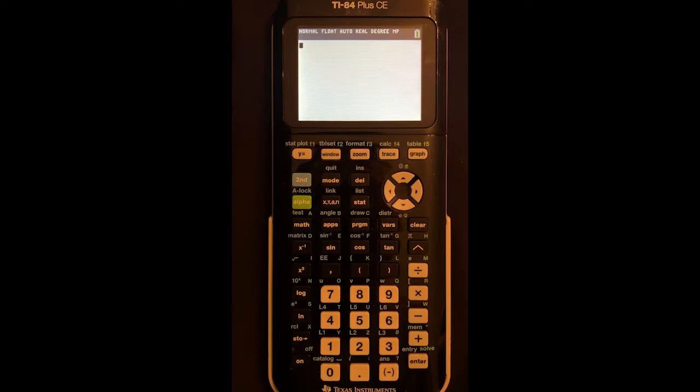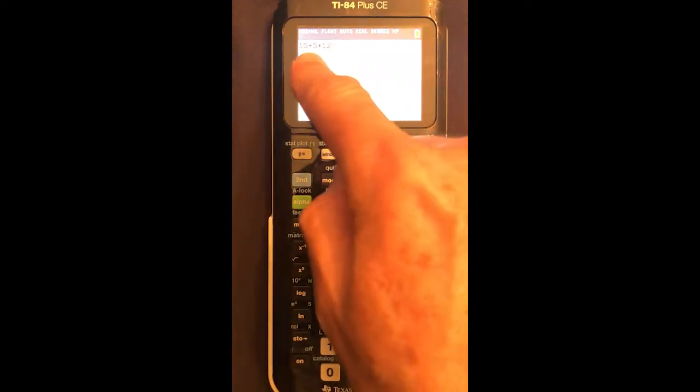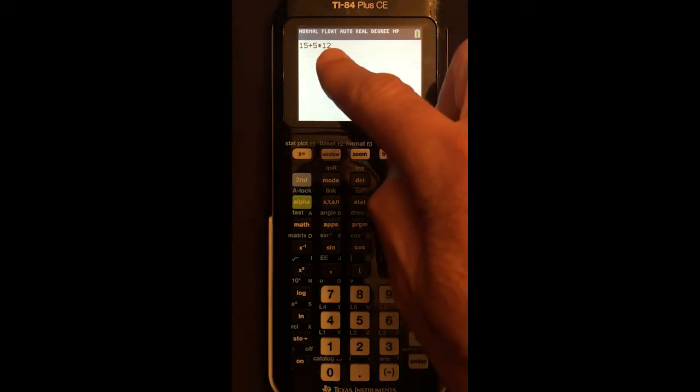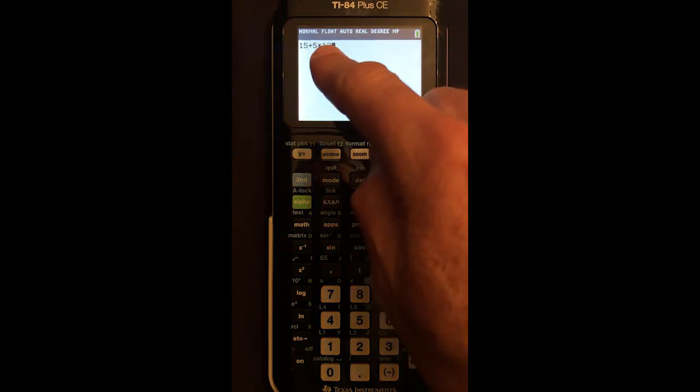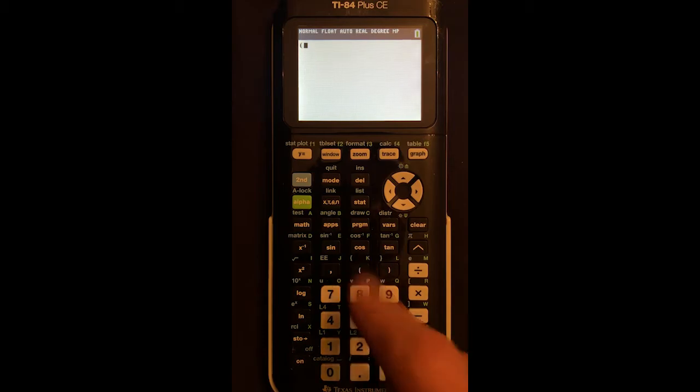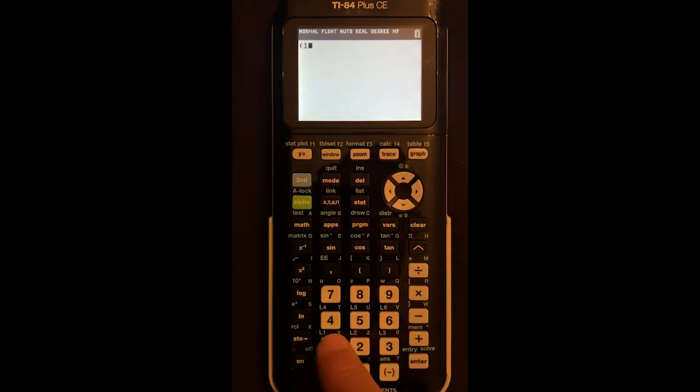One of the things that we could do is simply key in 15 plus 5, so we would do 15 plus 5, and then be careful that we don't do times 12 at that point. That would be an incorrect way of keying in your formula, because remember PEMDAS, order of operations, the calculator is going to do 5 times 12 first and then add 15, and that's not what we want. I'm going to clear that. We want to add, so use a parentheses, the base, which is 15 plus 5, close parentheses.